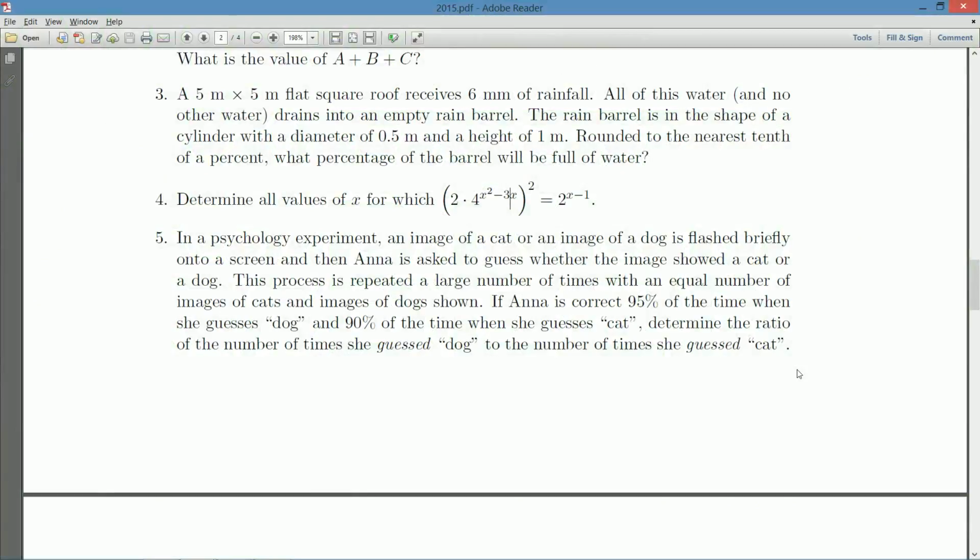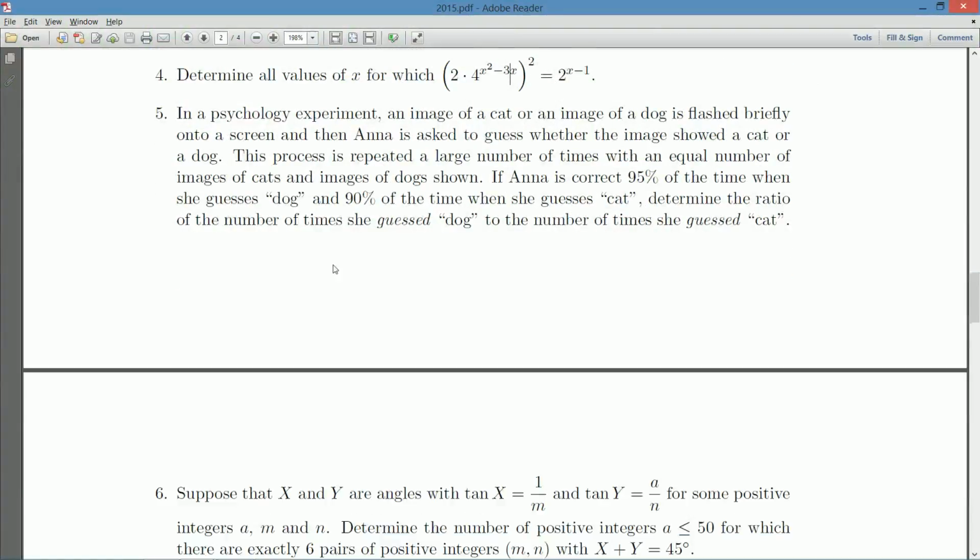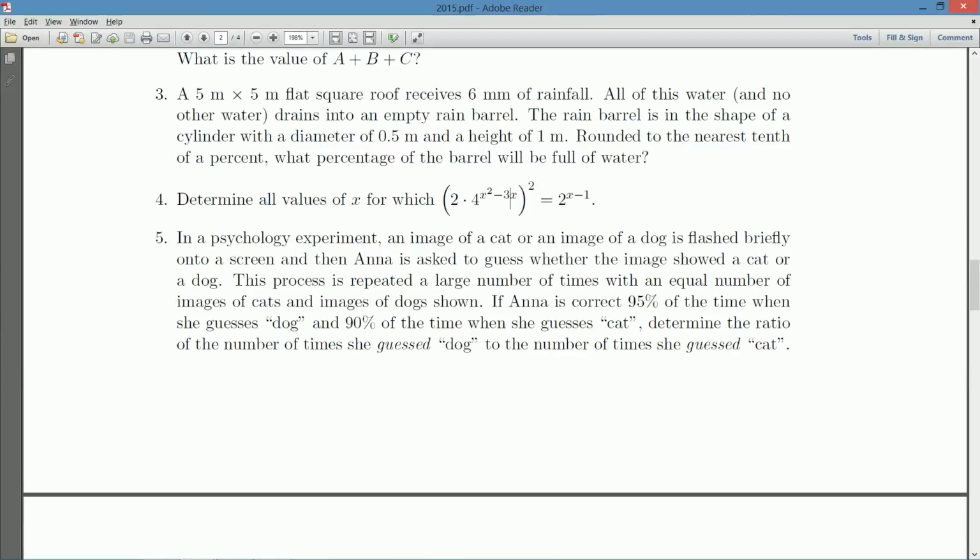We're still in Part A. We're up to question number 5. So, question 5, it's a bit of a word problem here. It just stays on the page, though.